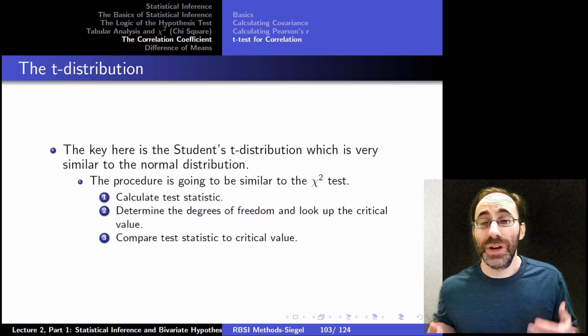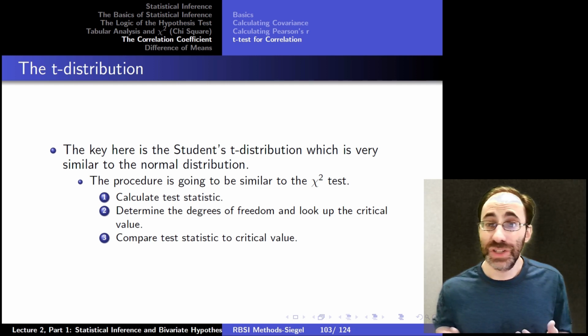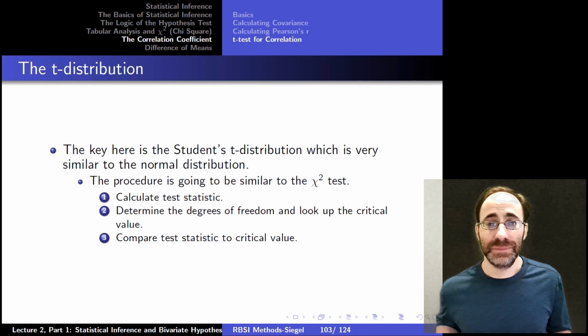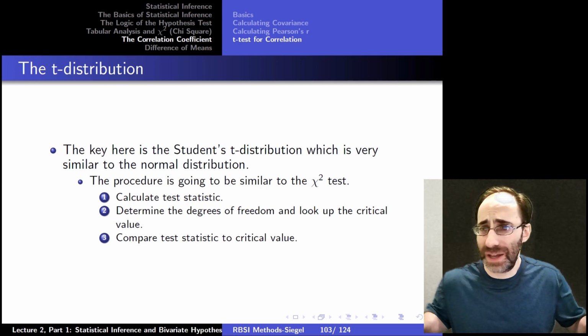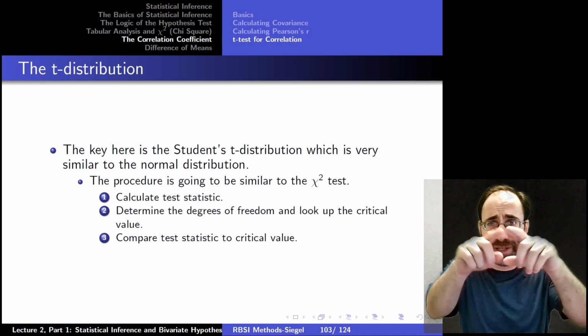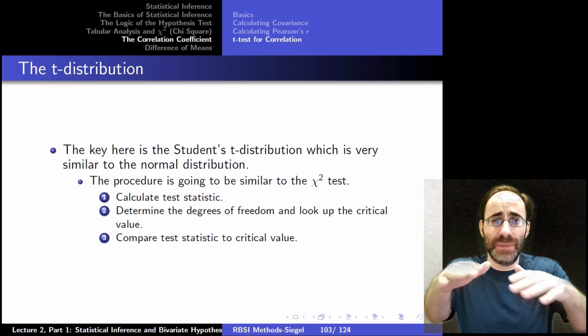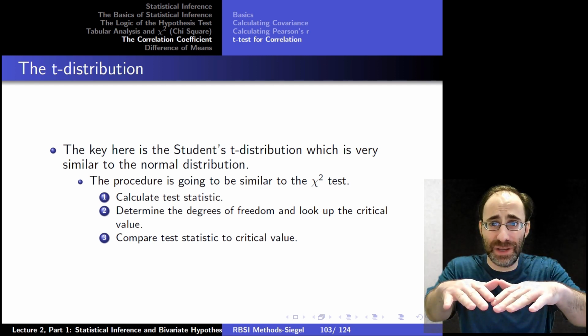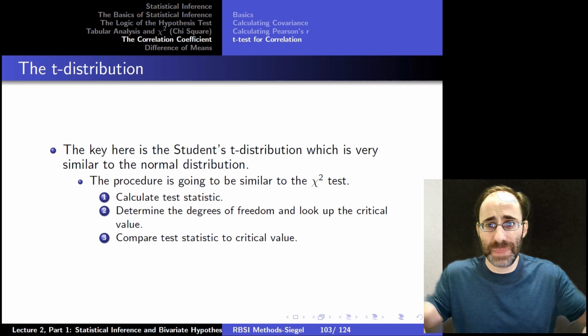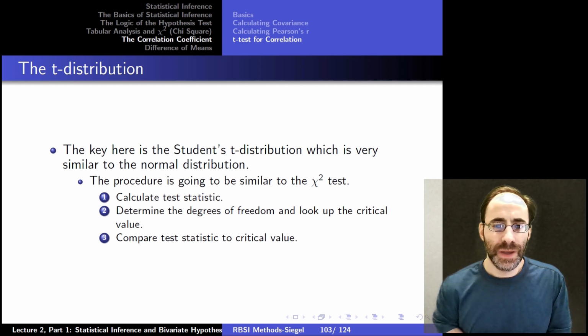So we're going to use a different distribution called the student's t-distribution, which is very similar to the normal. It has fatter tails, they call them. So a normal is a bell curve. The t-distribution has a flatter center and taller tails.